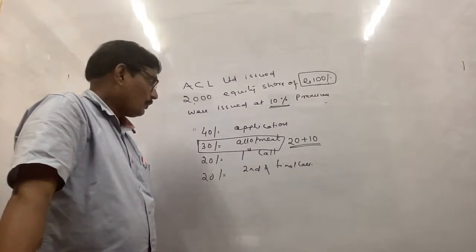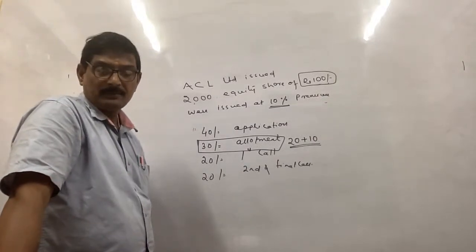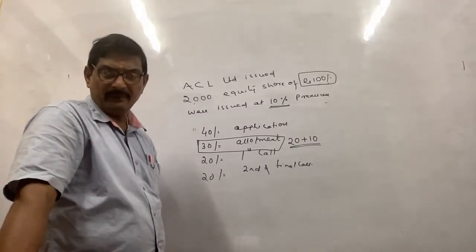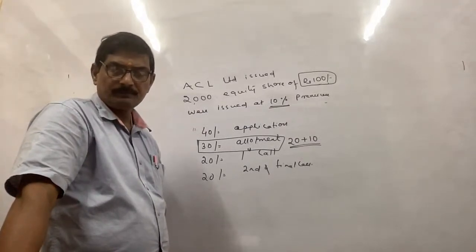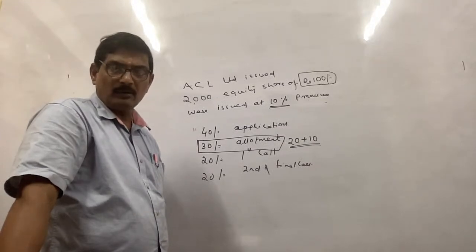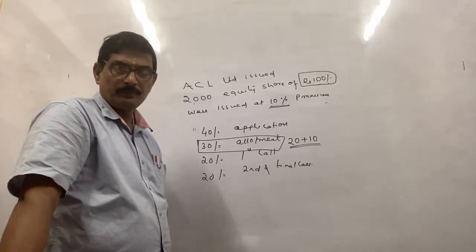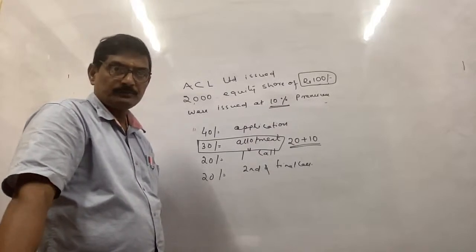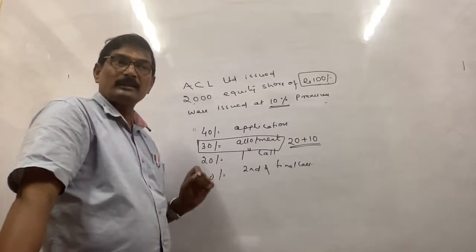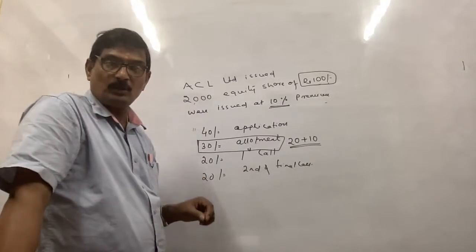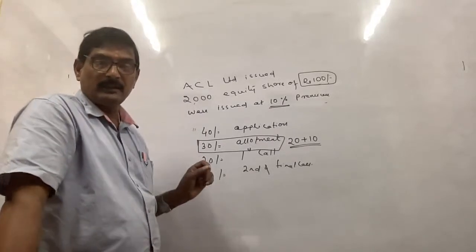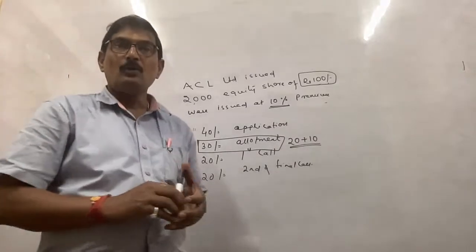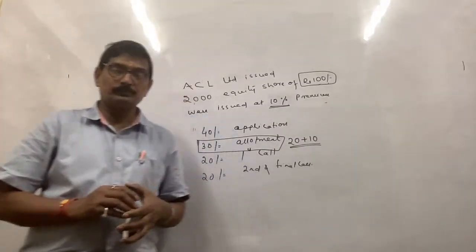Next, when we receive the allotment money, bank account debited to share allotment account. Again, if nothing is given, remember that you have to presume that the premium is collected at the time of allotment.